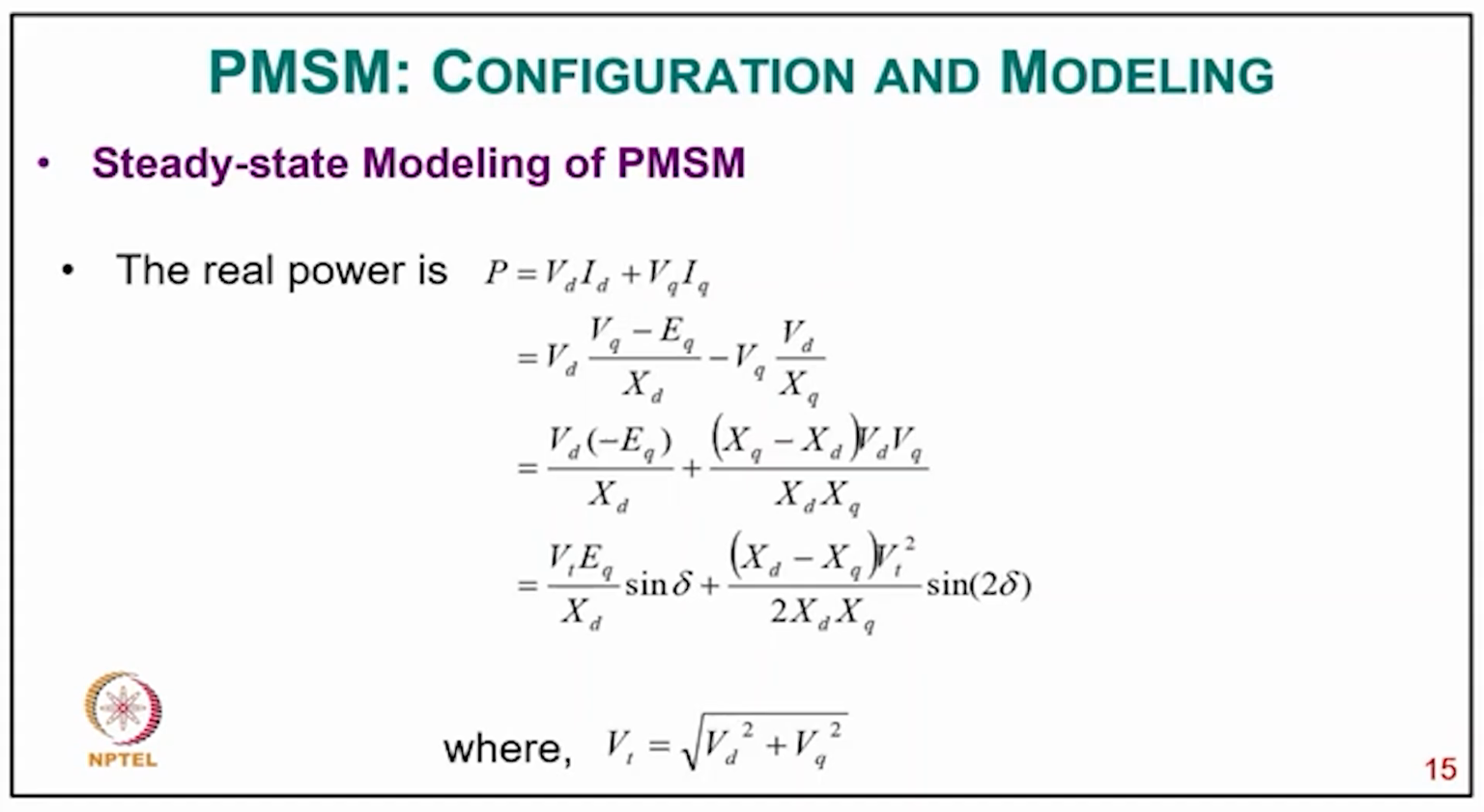So here we have two components. One is due to magnetic excitation, because EQ is produced because of magnetic excitation, and the second is the saliency, because of the difference in XD and XQ. So we have saliency power or reluctance power, and we have excitation power.